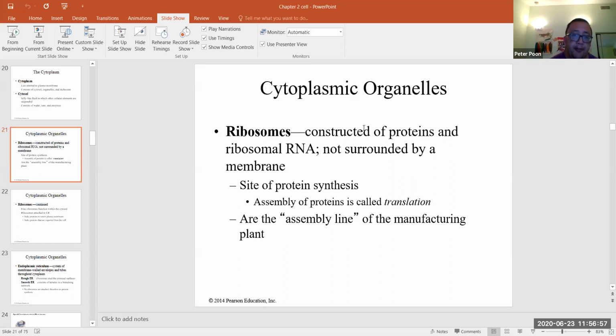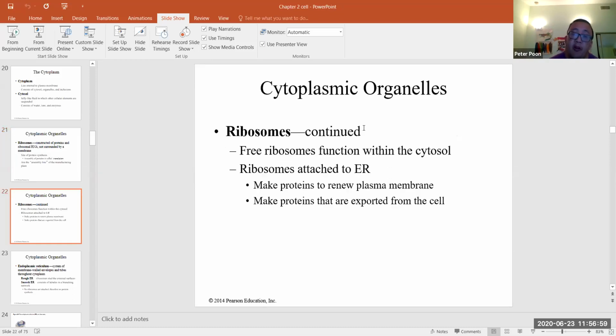There are 2 types of ribosomes. Free ribosomes float around inside the cytosol. The job of free ribosomes is to make proteins that the cell itself needs, inside the cell. And then there are bound ribosomes, which are attached to the ER. These ribosomes will make proteins that either go to the plasma membrane or beyond, so outside the cell.